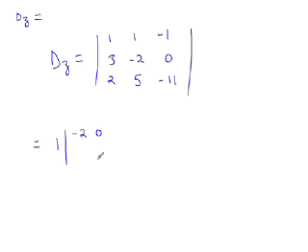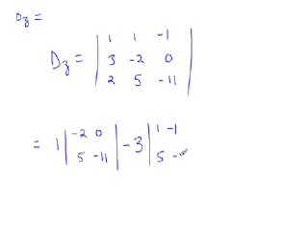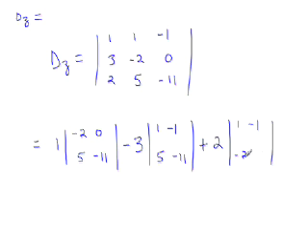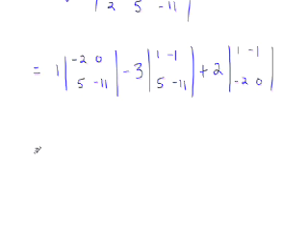In this case would be negative 2, 0, 5, negative 11, minus 3 times the next minor, so we wipe out this column, this row. 1, negative 1, 5, negative 11, plus 2 times its minor, 1, negative 1, negative 2, 0. And then now we will evaluate these 2 by 2 determinants.